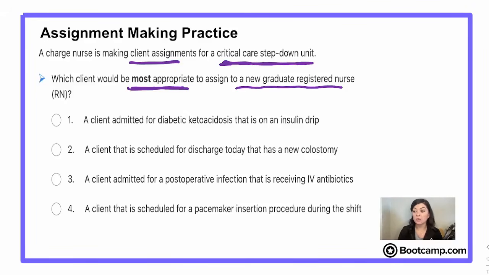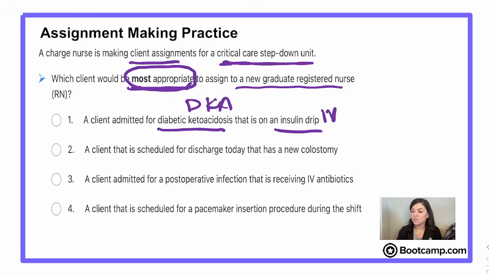And I know some of y'all might be thinking right now, you said earlier the RN scope of practice was they can care for anyone. And you're right. We can care as registered nurses for the most complex of care plans. But remember, NCLEX has perfect staffing, so we can be really selective whenever we're making staffing assignments. So it's saying most appropriate. So even though, once again, the new grad RN can care for any of these clients, we need to figure out which one would be best. So let's look at our first option. A client admitted for diabetic ketoacidosis, or DKA, that is on an insulin drip or IV insulin. What do you think?